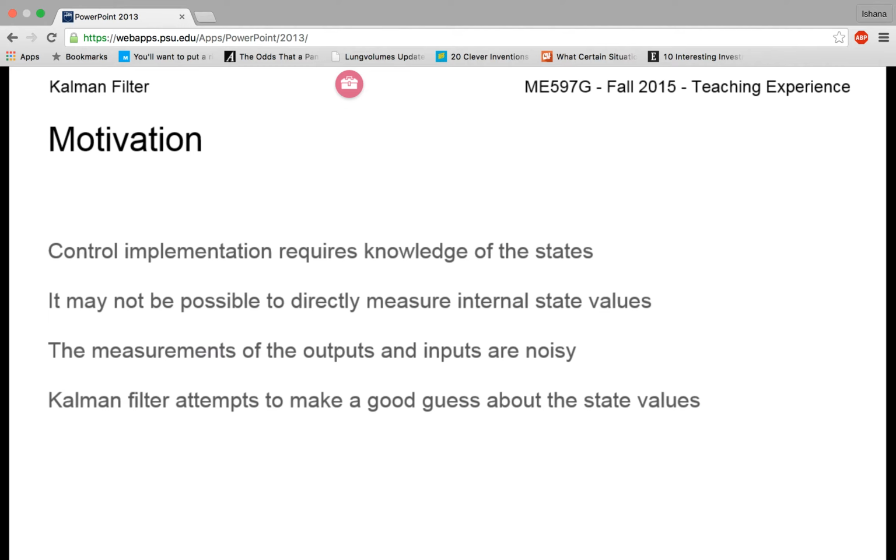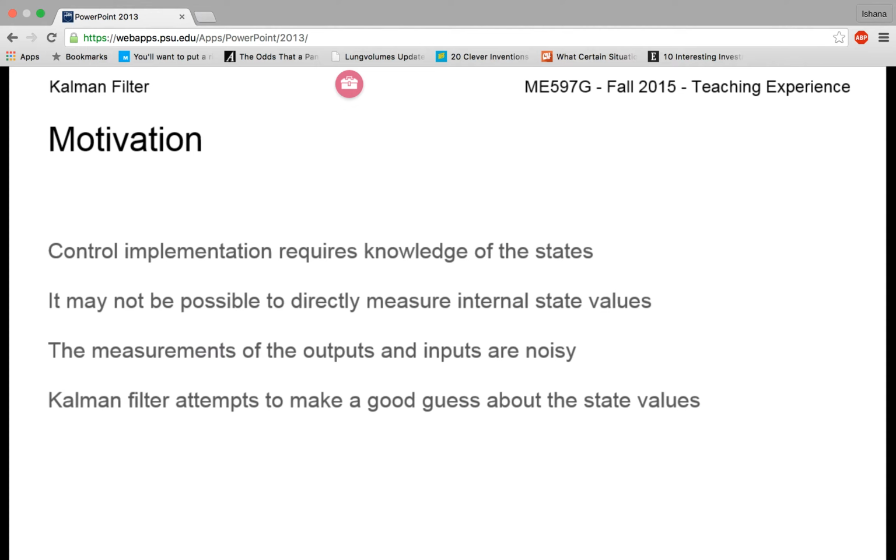We need to know the state values at any given time in order to implement a control scheme. Now, it may not always be possible to measure the values of the internal states directly, and hence, in this case, we do the next best thing, which is to try to estimate the state from the input and the output values. But there are issues with this, because these measurements can be noisy.